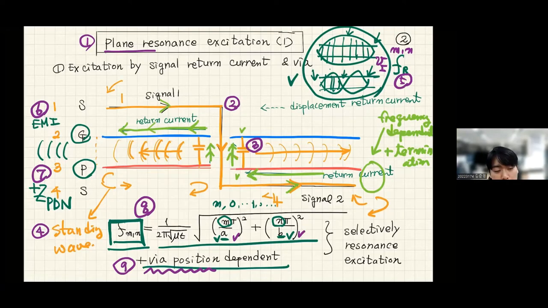PCB나 패키지 PDN 설계할 때 플레인 파워 그라운드를 사용하는데요. 근데 시그널이 레이어에서 아래 시그널 레이어로 갈 때 원하지 않는 리턴 커런트 패스가 발생하고, 디스플레이먼트 리턴 커런트도 파라스틱에 의해서 존재하게 되는데 이 디스플레이먼트 리턴 커런트가 EMI를 발생시키는 스탠딩 웨이브를 발생시키고요. 그리고 이런 스탠딩 웨이브, 디스플레이먼트 리턴 커런트가 PDN 임피던스 피크도 발생시키고, 그래서 이런 공진을 미니마이즈하기 위해서 비아 포지션이 중요하다고 말씀하셨습니다.